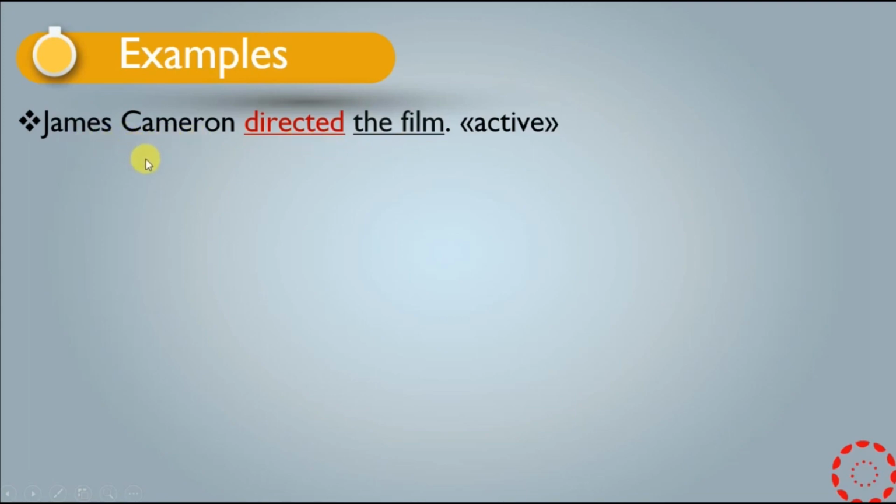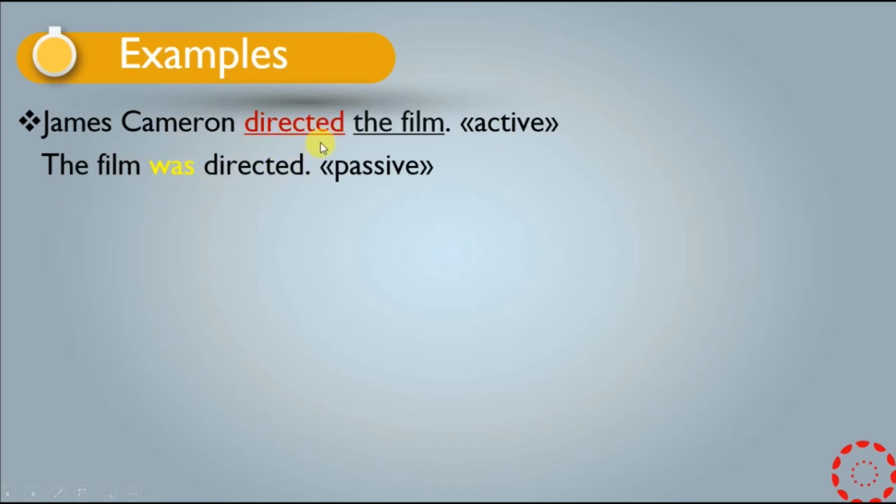Why are we going to do this? In order to remove James Cameron, to change active to passive. So we write the film at the beginning, which doesn't have any s, which is singular. And we change directed to the past participle. The sentence became: the film was directed. Why do I write was? Because the film is singular, and directed has ed, which is regular.